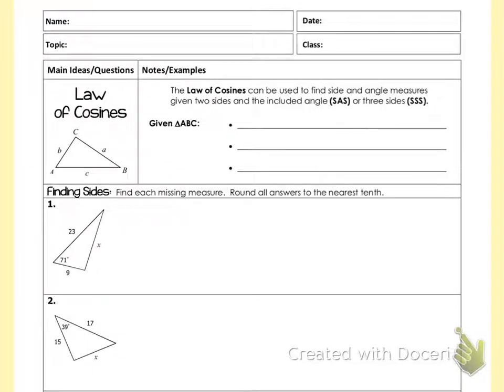We're going to be continuing our work with extending trigonometry past the right triangle, and today we're going to be learning about the law of cosines.